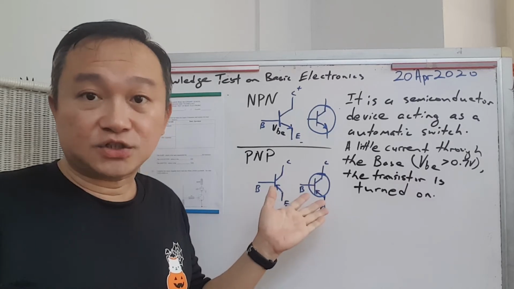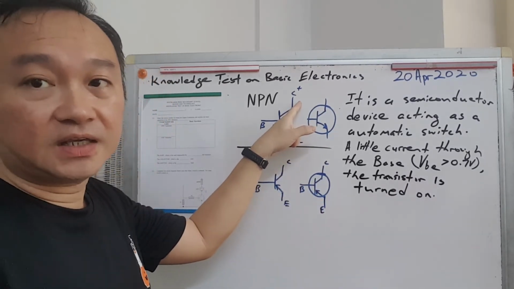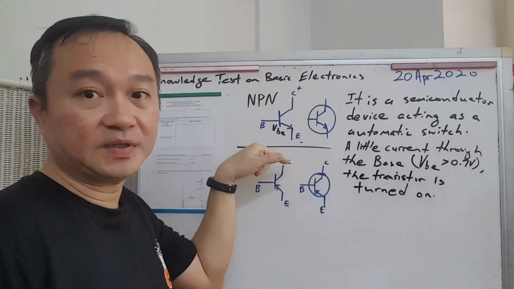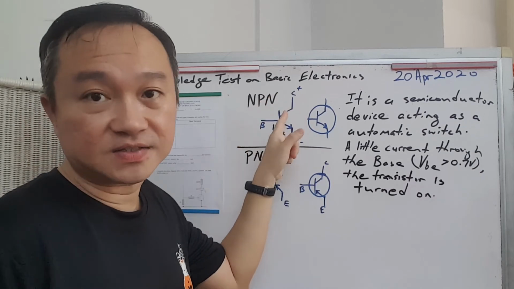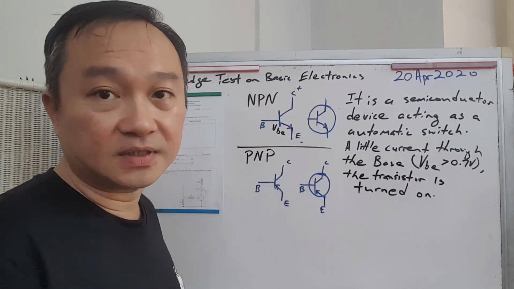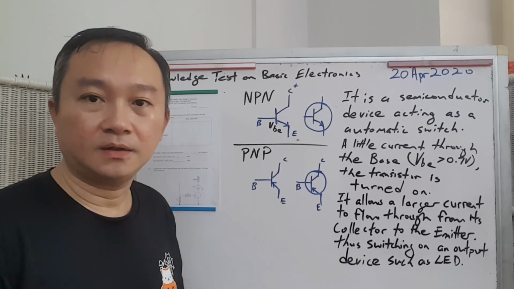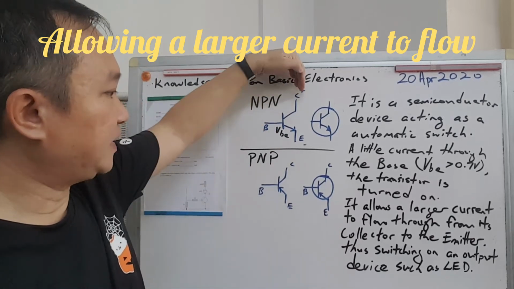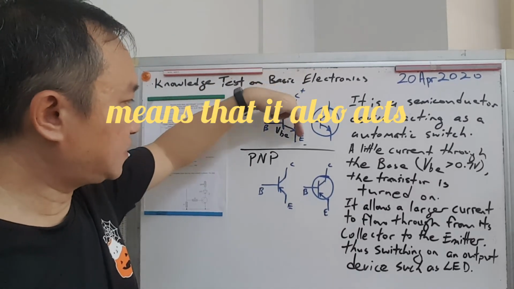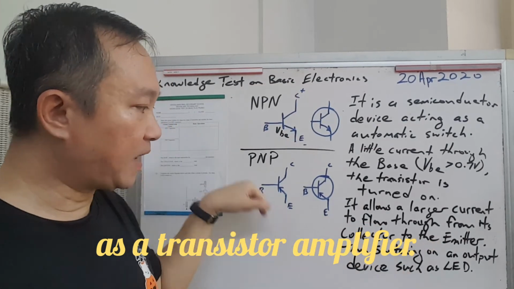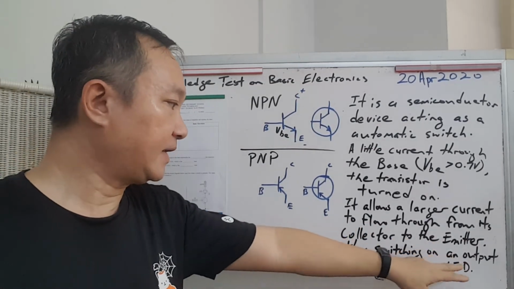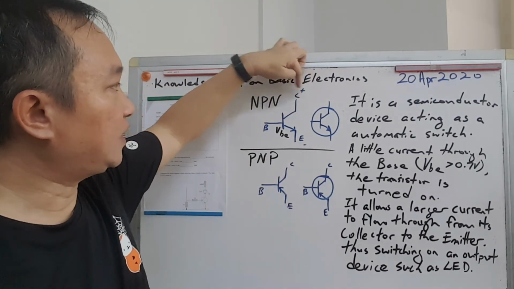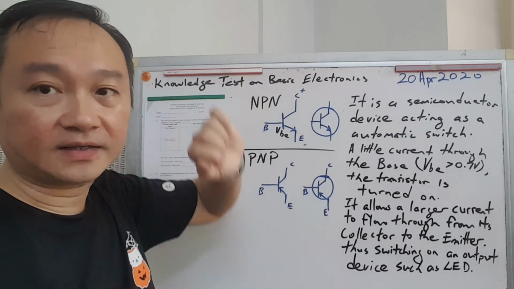Then what would happen actually? So what happens is that it allows a larger current to actually pass through the collector, through the base, and up through the emitter. So turning on any output devices there. Okay, so you can actually complete the sentence, which I'll pause for here. So as you can see, it allows a larger current to flow through from the collector, through the base, up to the emitter, back to the power supply, thus switching on an output device such as a LED. All right, usually the output device is connected between the power supply as well as the collector.